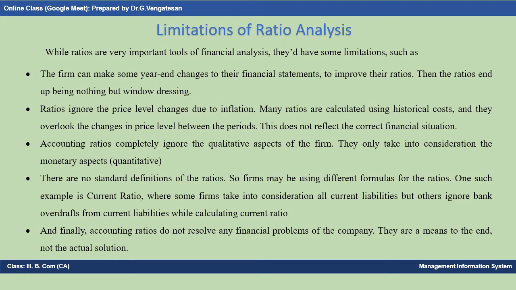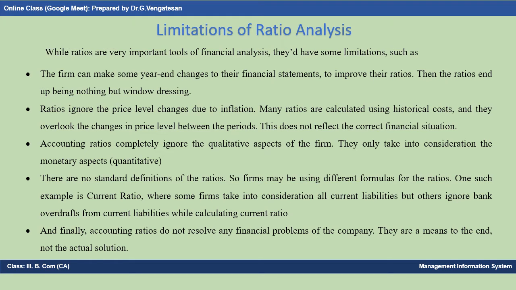It is saying that it is a limitation because after complete data we are going with an analysis. And the second one, a ratio ignores the price level changes due to inflation. Many ratios are calculated by using historical cost, and they overlook the change in price level between the periods. This does not reflect the correct financial situation. Accounting ratios completely ignore the qualitative aspects of the firm. They only take into consideration the monetary aspect.